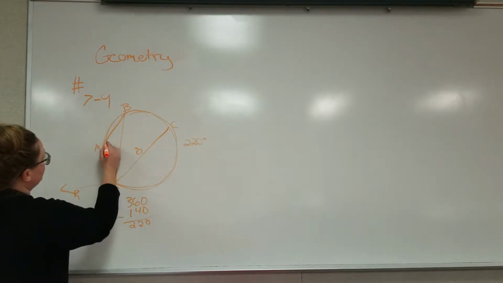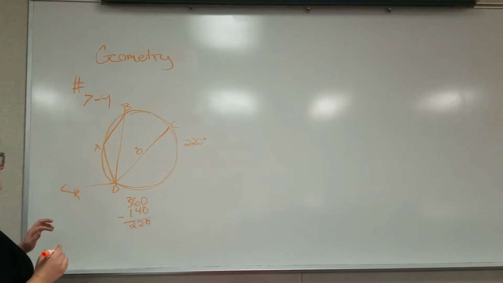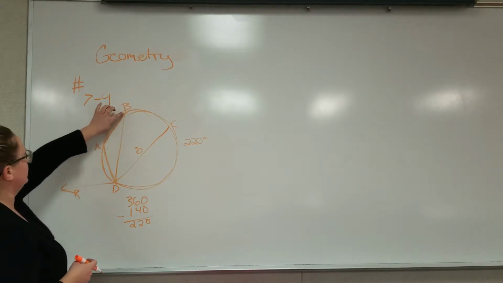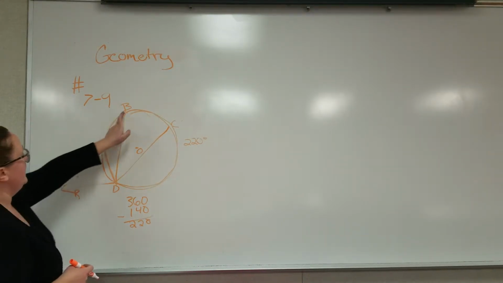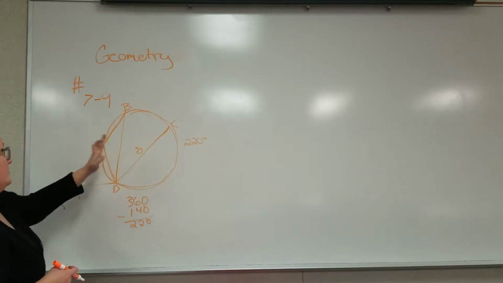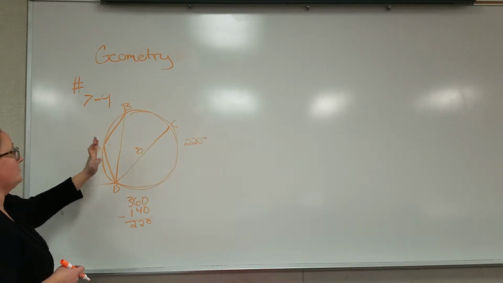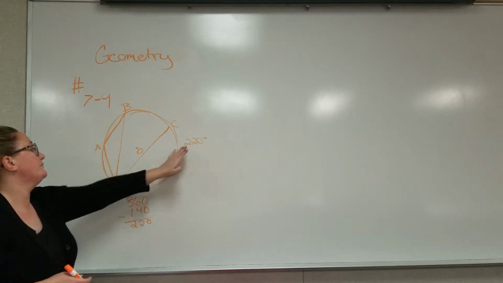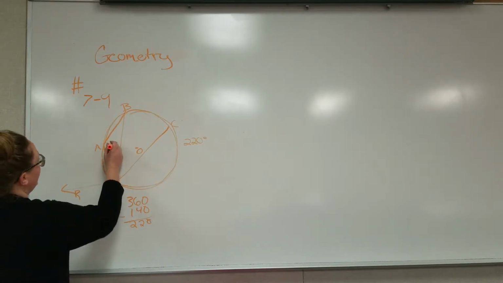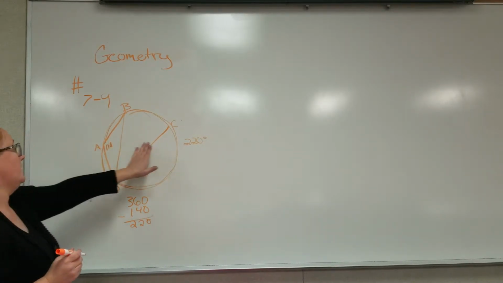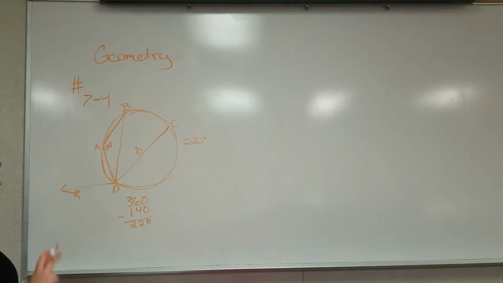A is its intercepted arc. It's an inscribed angle. Okay, so this inscribed angle here, A, its intercepted arc is 220. So the angle is equal to half the arc. So half of 220 is 110. So this angle is 110, the arc is 220 because it's twice as big.